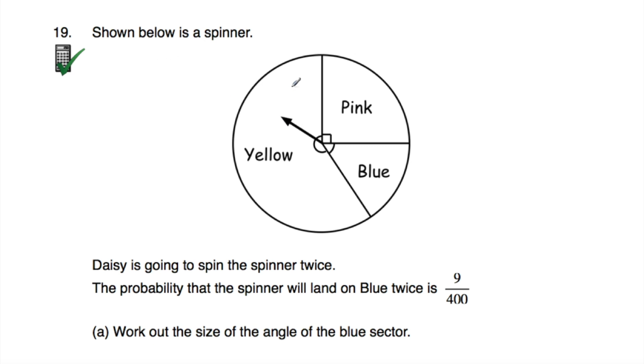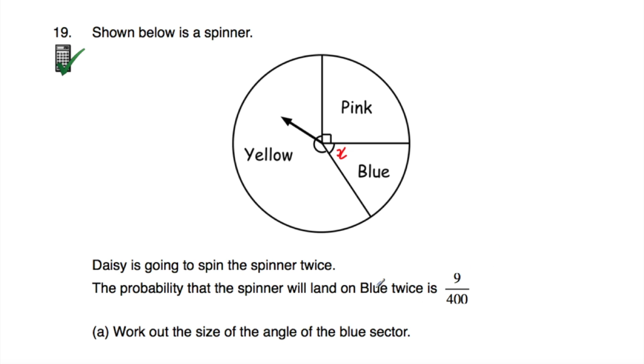So we've got the spinner, and it's got yellow, it's got pink, and it's got blue. And obviously we've got here, this is a right angle, so this is a 90-degree angle here. And Daisy's going to spin this spinner twice. And the probability that the spinner lands on blue, this section here, twice is 9/400ths. So 9 out of 400. And we've been asked to work out the size of the angle of the blue sector. So we want to find the size of this angle here. Let's just call it X. So we want to find the size of that angle.